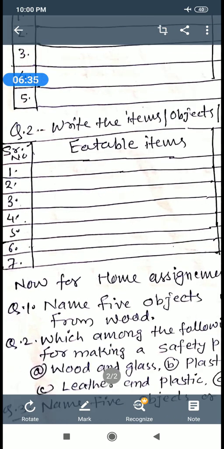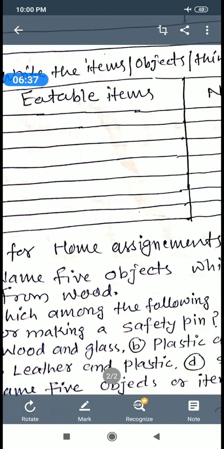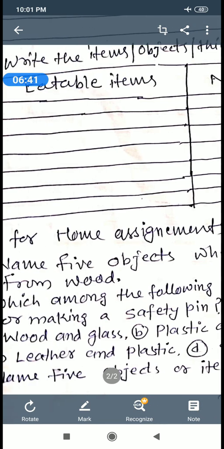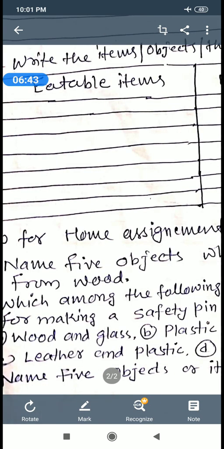Question number 1: Name 5 objects which can be made from wood. Items made from wood, like bed, chair, etc.